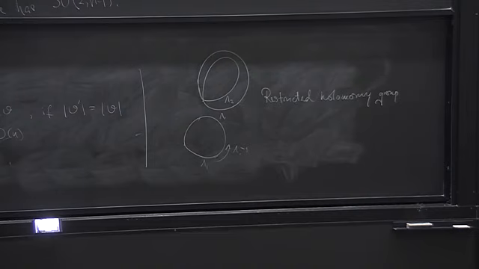I have a question. Yeah. How are you assigning an SO(N) element to a loop?